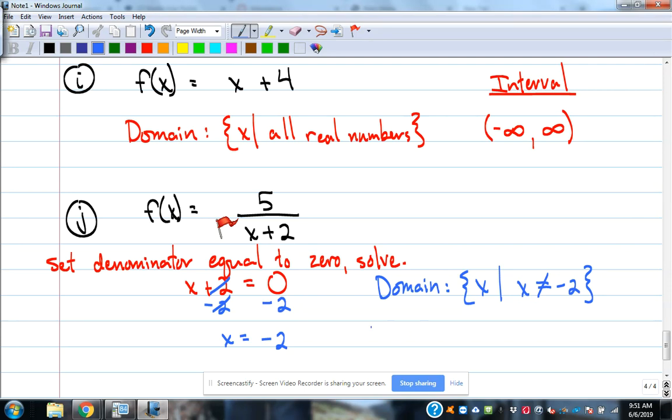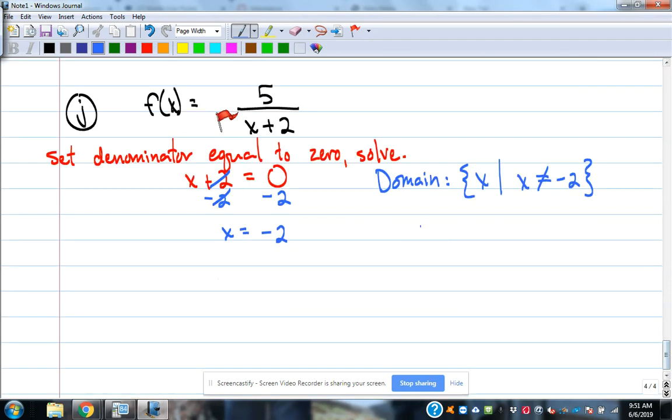In interval notation, we're cutting out the negative 2. So we're going to start at negative infinity. We're going to go all the way up until we get to negative 2. So that's the next place we'll get to. And then we're going to cut out negative 2. So I'm going to put a parenthesis right there that says, hey, negative 2 is not included in this. But any number that's not negative 2 is.